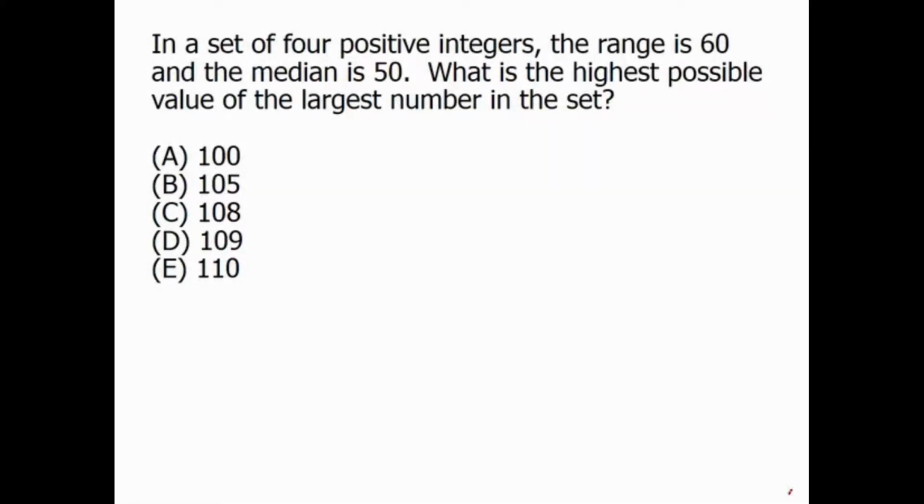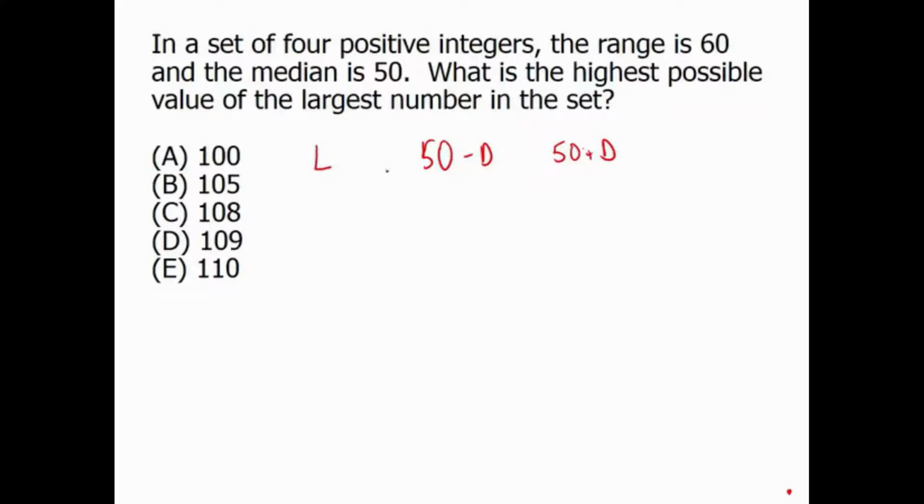This is a very good number sense problem. We have a set of 4 positive integers, the range is 60, and the median is 50. What is the highest possible value of the largest number in the set? Well, the median is 50. It means that the two middle numbers have to be symmetrically distributed around 50. And so 50 minus D and 50 plus D. Those are the two middle numbers.